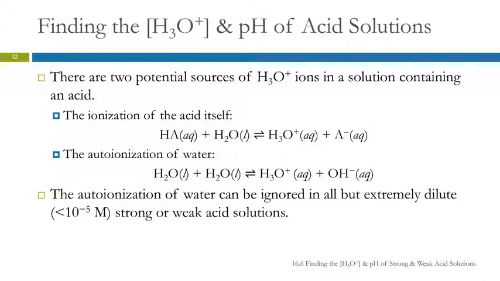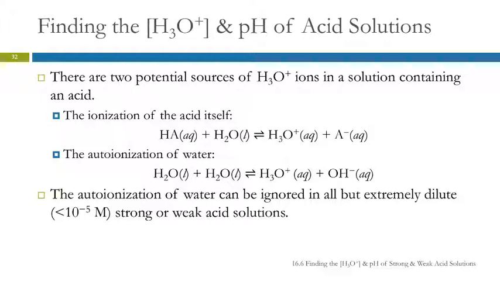So there are two potential sources of hydronium ions in a solution that contains an acid. We've got the ionization of the acid itself. So our acid HA is going to react with water, producing hydronium ions and the conjugate base. We also have the autoionization of water as a source of hydronium ions. The equilibrium constant for this is very small, but it does occur.